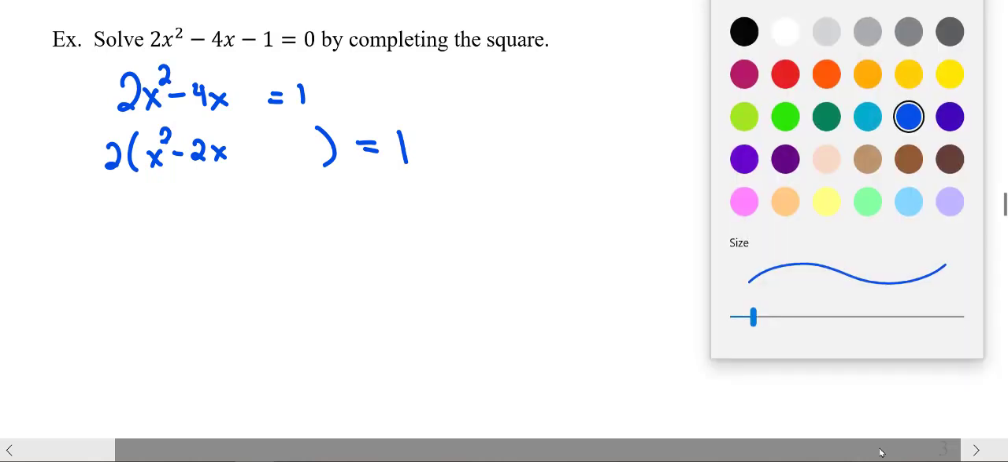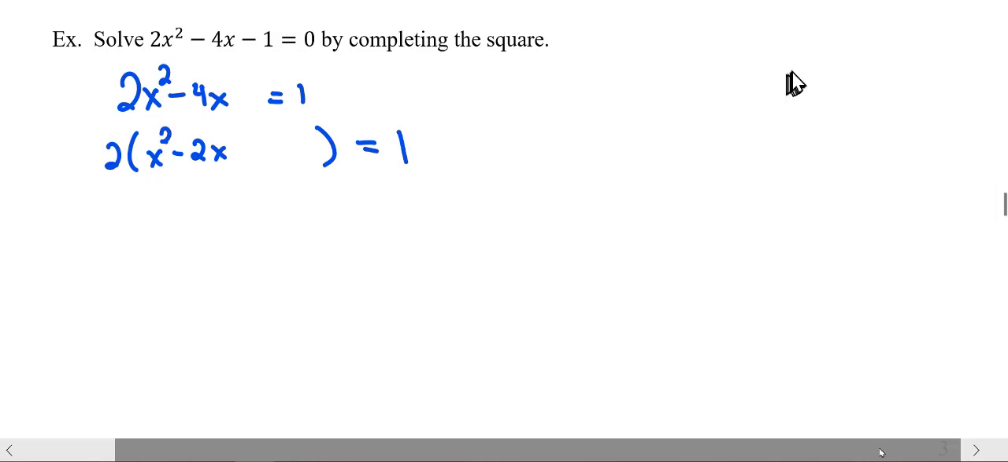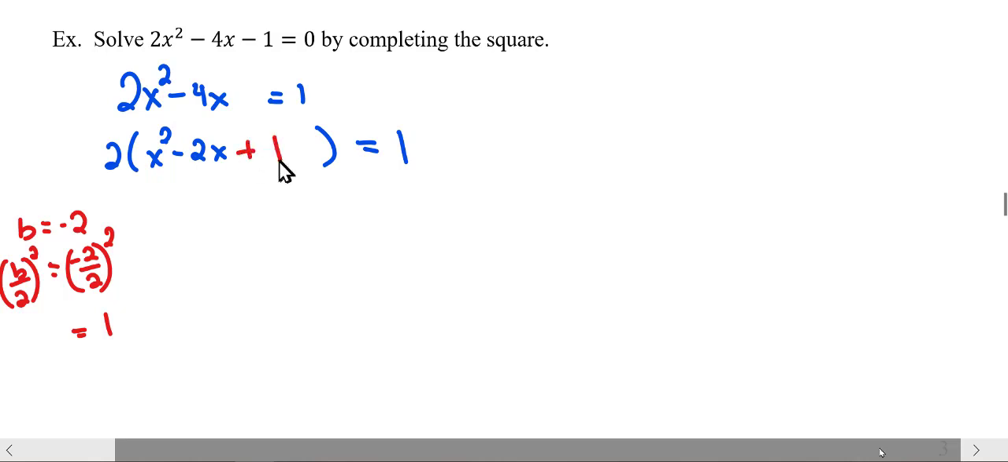What I want to do here is I'm going to take my b, which is negative 2. I'm going to divide it by 2 and square it. That will always give me the perfect square, the thing that I need to complete my perfect square. So in this case, I divide by 2, I get negative 1, I square it, and I get positive 1. So I want to add 1 here.